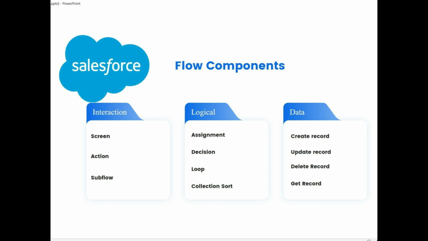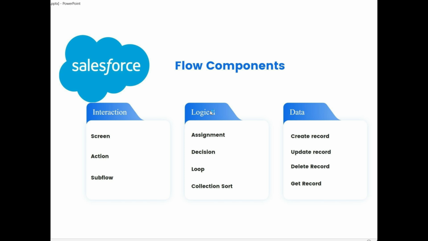And now let's talk about flow components. There are three types of components: interaction, logic, and data. Under interaction, there are screen, action, and subflow. Screen displays a form or message to the user. You can collect input or show output. Action calls a standard or custom action like sending an email or posting to chatter directly from the flow. And subflows let you call another flow inside your main flow.